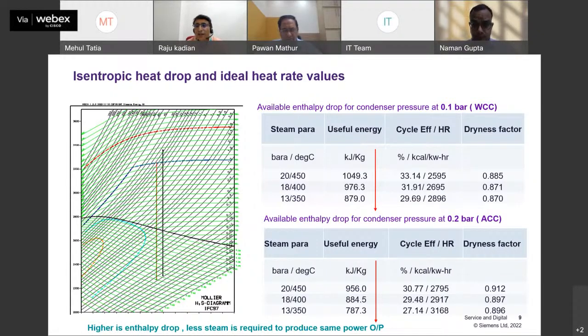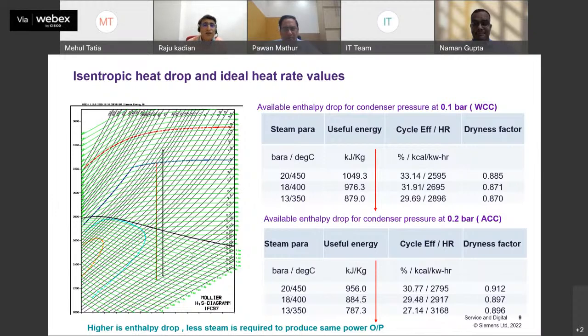If we are considering the inefficiencies of the turbine and gearbox and generator, then this base value changes and is in the range from 3500 to 3900 kilocalorie. That's the heat rate value we are looking for.